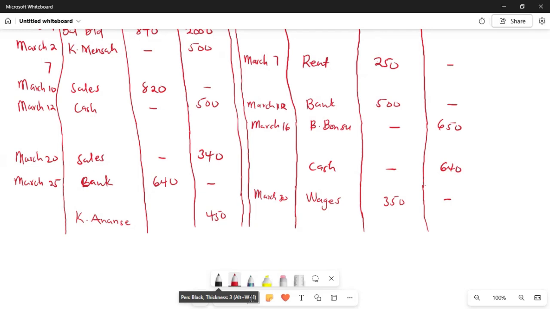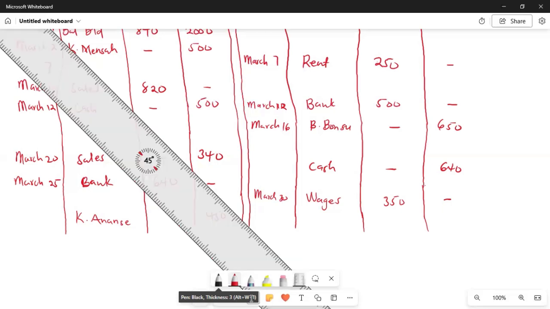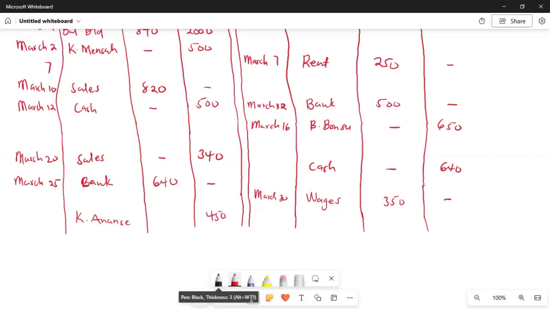The one that is higher, then you balance it. So we find the different total for the cash debit side. When you find the total, it is 2,300. Am I right? Okay.